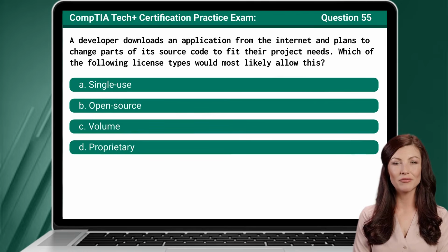Question 55. A developer downloads an application from the internet and plans to change parts of its source code to fit their project needs. Which of the following license types would most likely allow this?